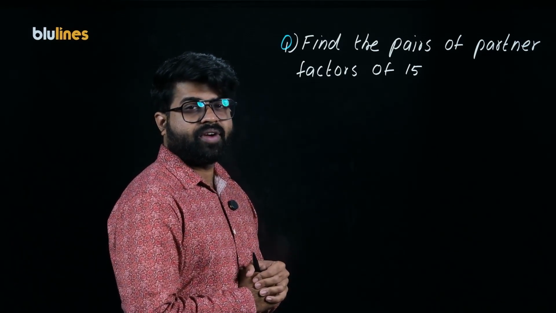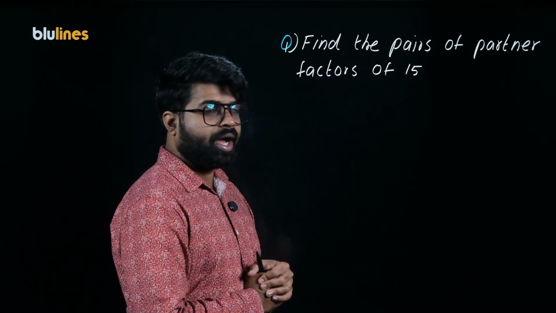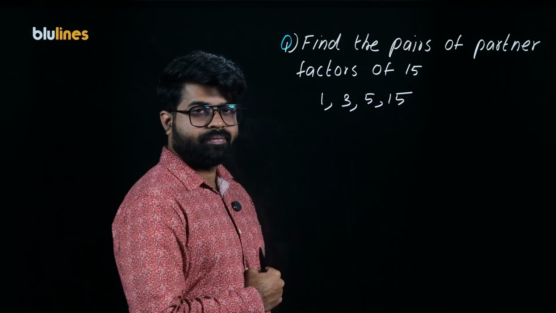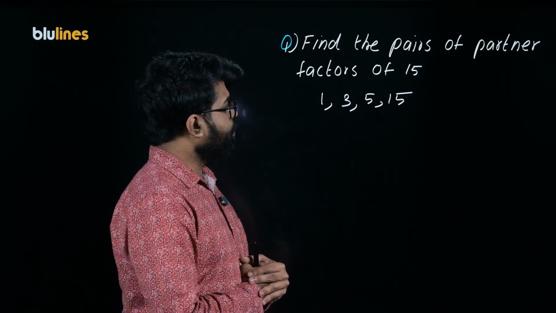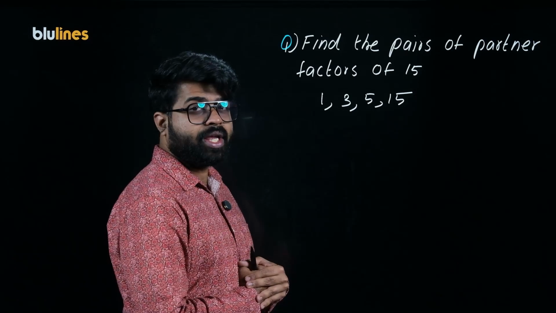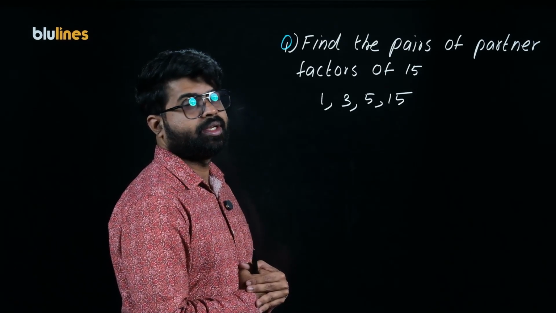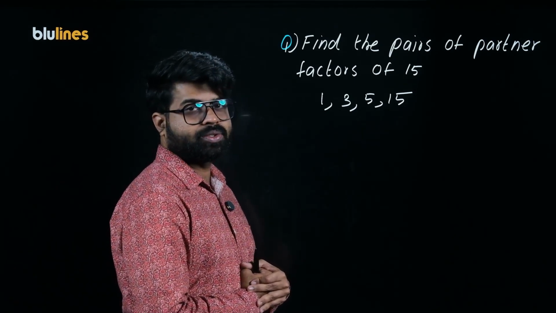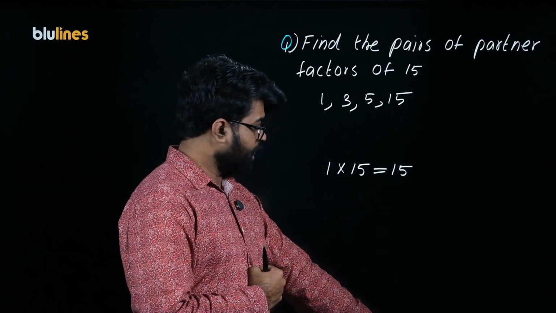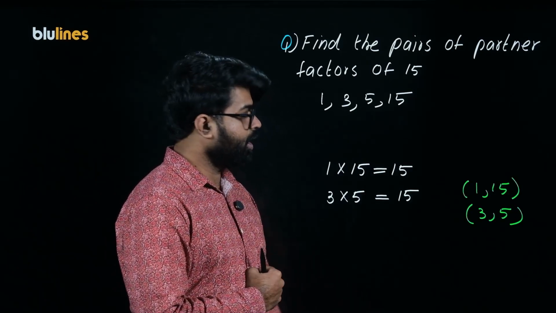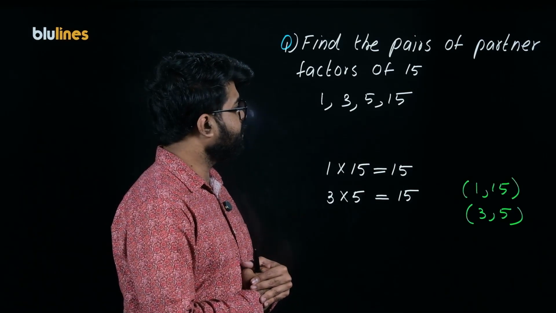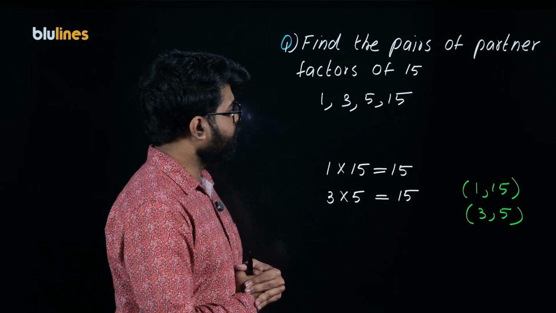Next one, find the pair of partner factors of 15. We know the factors of 15 are 1, 3, 5 and 15. Now you can see if we multiply two numbers, we should have 15. So 1 multiplied with 15 is okay. 3 multiplied with 15 is also okay. So the pairs of partner factors are 1 comma 15 and 3 comma 15, and so on.